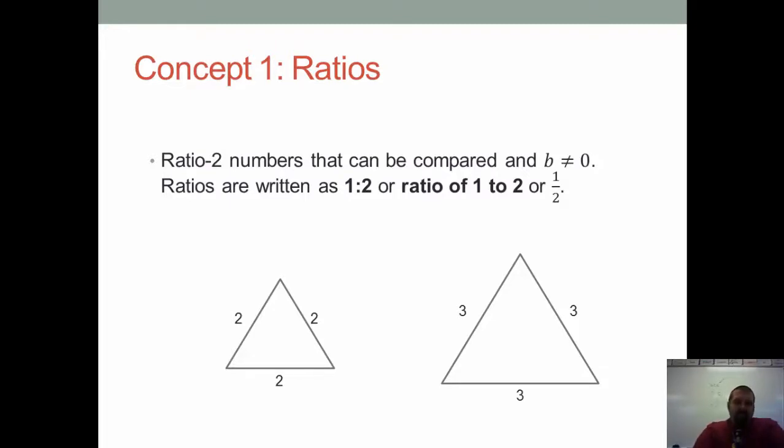Or you can write it as a fraction. The first number goes on top, the second number goes on bottom. So for instance, down here, if I was asked to compare this equilateral triangle to this equilateral triangle, I would say it would have to be a 2 to 3 ratio, because this side is 2, this one is 3. I'm comparing two numbers, 2 to 3.